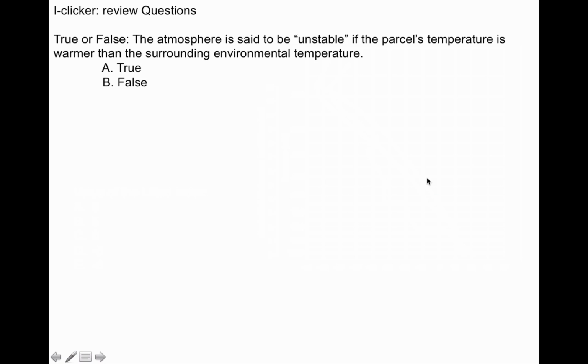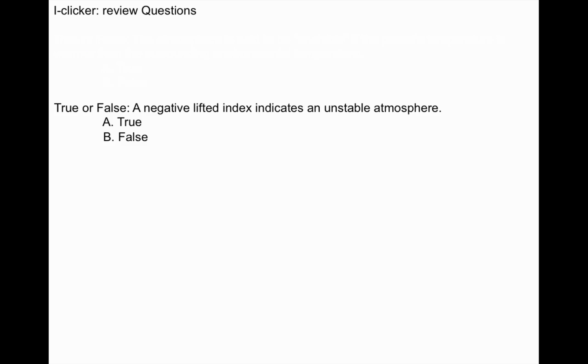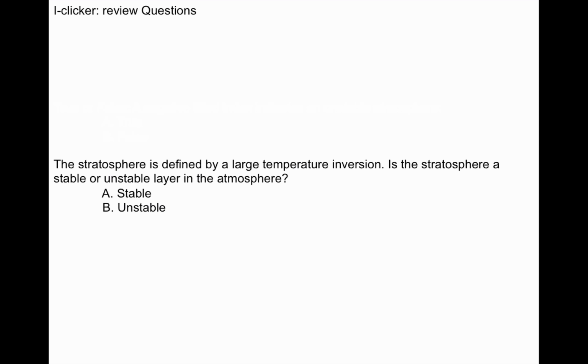How about some quick clicker question reviews like we would have done in class? All right, check it out. True or false? The atmosphere is said to be unstable if a parcel's temperature is warmer than its surrounding environment. That is absolutely true. Here's another one. True or false? A negative lifted index indicates an unstable atmosphere. That is also true. Remember, negative lifted index, thunderstorms. Positive, no thunderstorms.